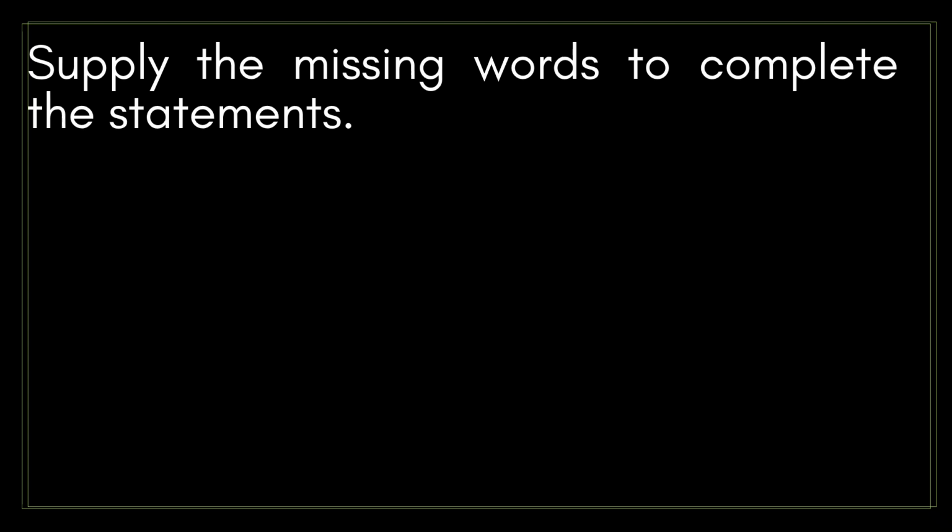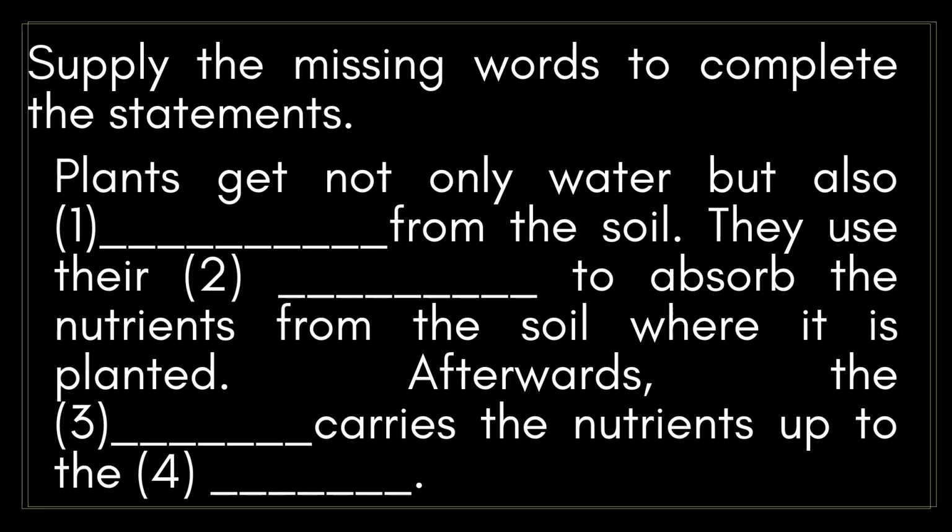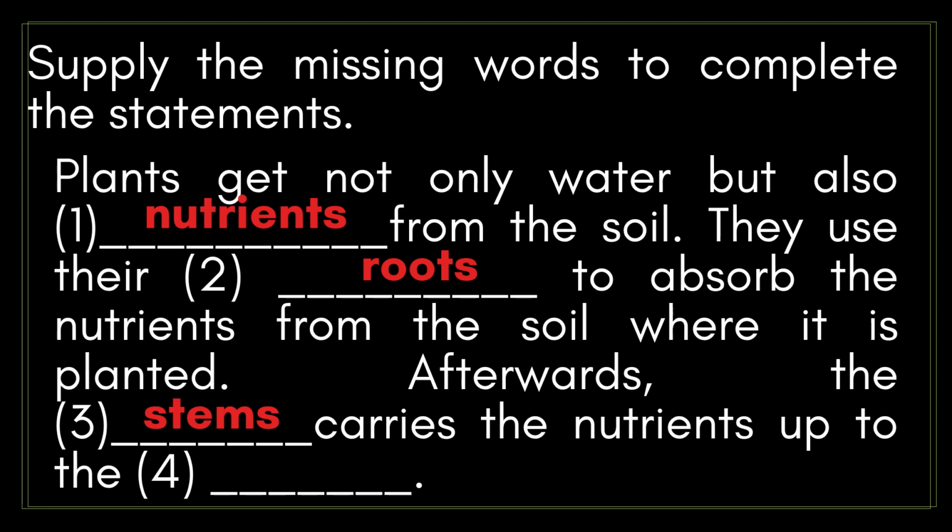Supply the missing word to complete the statement. Plants get not only water but also blank from the soil. They use their blank to absorb the nutrients from the soil where it is planted. Afterwards, the blank carries the nutrients up to the blank. What is your answer number 1? Number 1 is nutrients. Good job. What is your answer number 2? Roots. Very good. For number 3, stems. And for number 4, leaves.